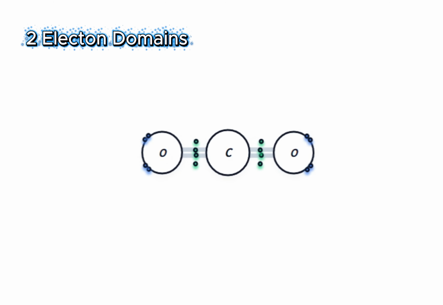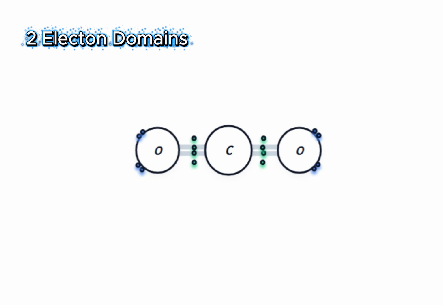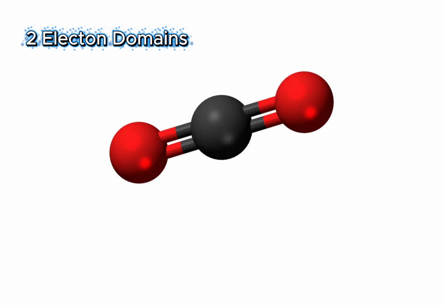At this point, the double bonds formed on both sides of the central carbon atom are each treated as a single electron domain. Therefore, there are a total of 2 electron domains around the central carbon in carbon dioxide. Now, let's analyze this 3D structure using VSEPR theory.